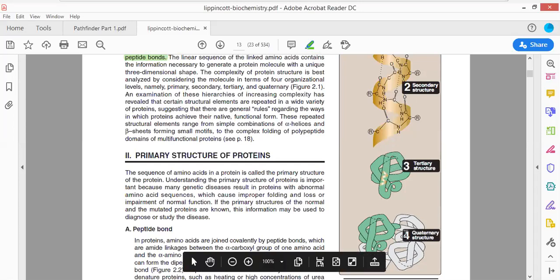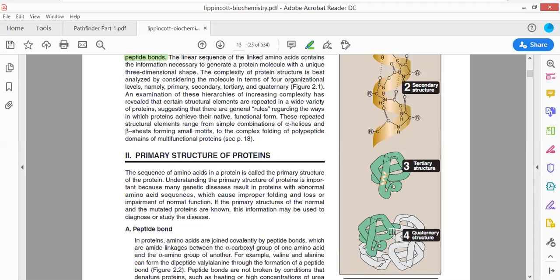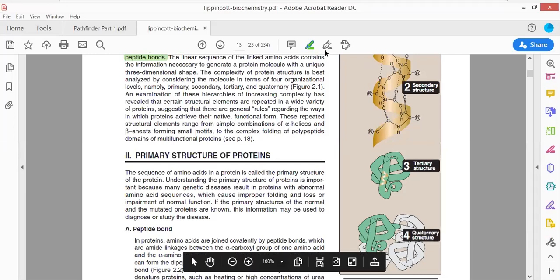When a large number of protein molecules are joined together, it will lead to the formation of another structure that is referred to as the quaternary structure of protein. So there are four different structural organizations: the primary structure, the secondary, the tertiary, and the quaternary structure of protein. These are the four different types of organization that proteins have.